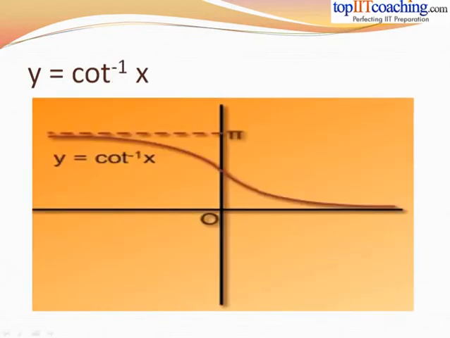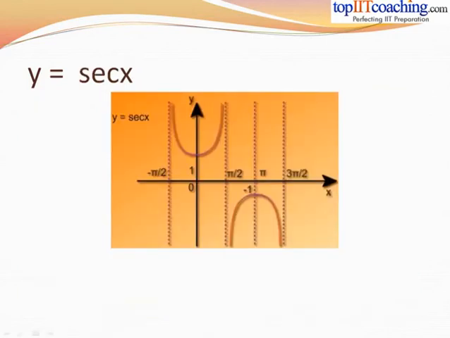Now let's look at the curve y equal to cot inverse x. Here we see that the domain is R and the range is from 0 to π. So this curve is contained between the lines y equal to 0 and y equal to π, and x takes the values from -infinity to infinity. Y equal to sec x.